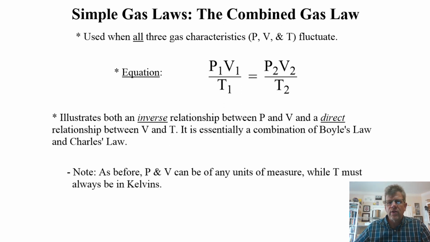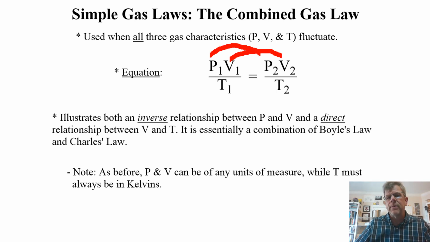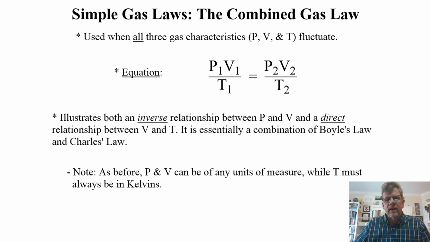So, pressure and volume, as always in these simple gas laws, can be of any unit of measure. Pressure can be in atmospheres, can be in millimeters of mercury, and torr, it doesn't matter, as long as they're the same on either side. The same can be said for volume. Volume could be given in milliliters. Volume could be given in liters or gallons or whatever. That's fine, as long as it's the same on both sides. Always, again, temperature must always be in kelvins. Let's take a look.